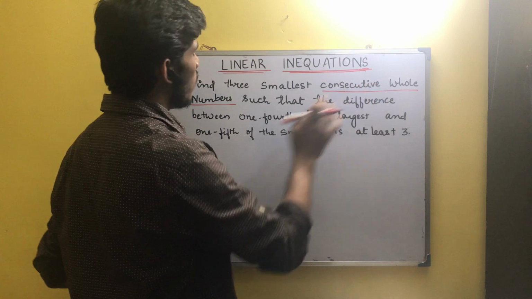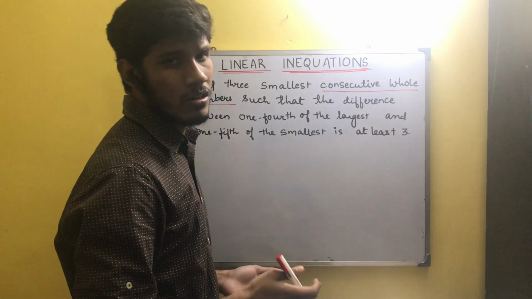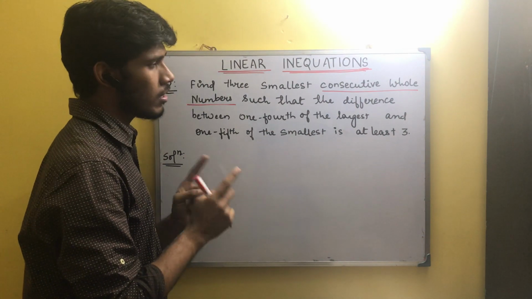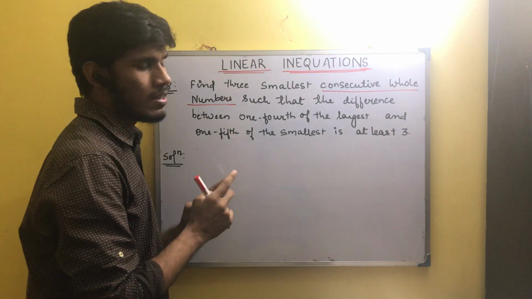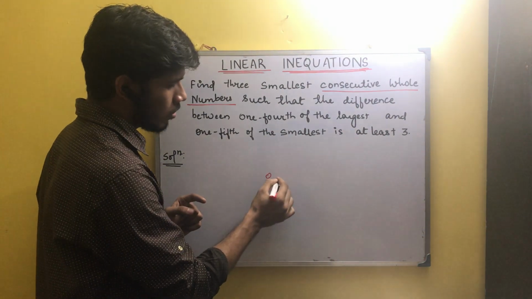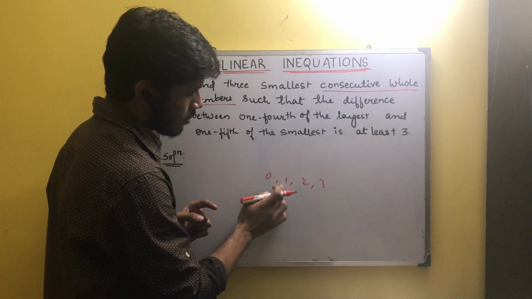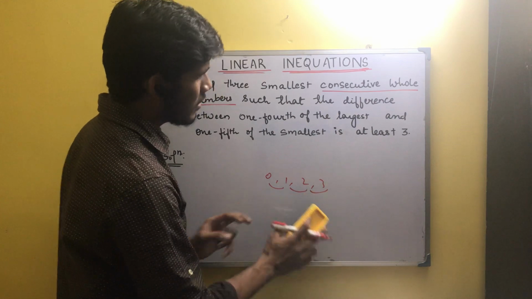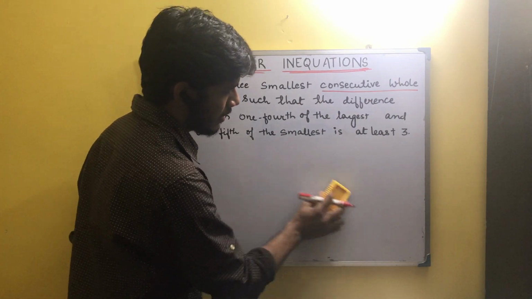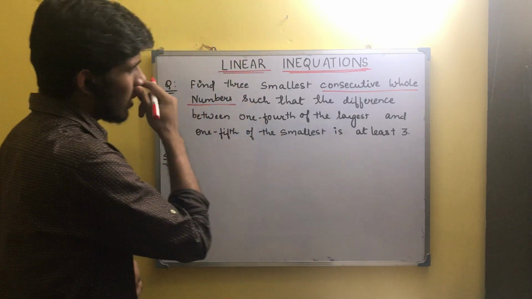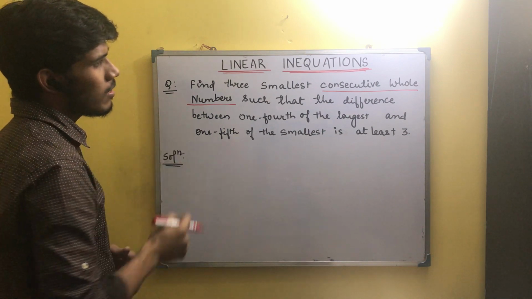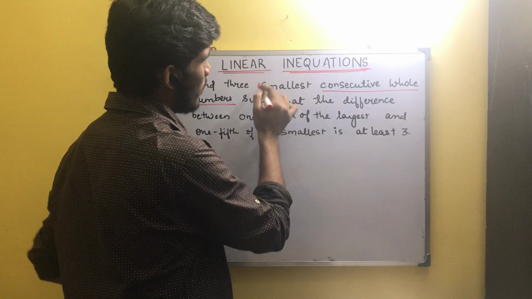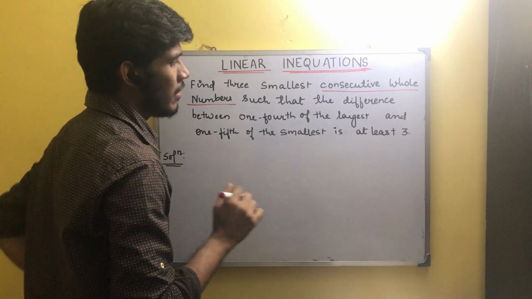So consecutive whole numbers mean what? Whole numbers are what? 0, 1, 2, 3, 4. So between any two whole numbers, what is the difference? 1, isn't it? 0, 1, 2, 3. So the difference is 1, 1, 1, isn't it? Consecutive means the next to next and next. So if we are asked about three smallest consecutive whole numbers, leave the word smallest as of now. It will be used at the time of declaring the answer.